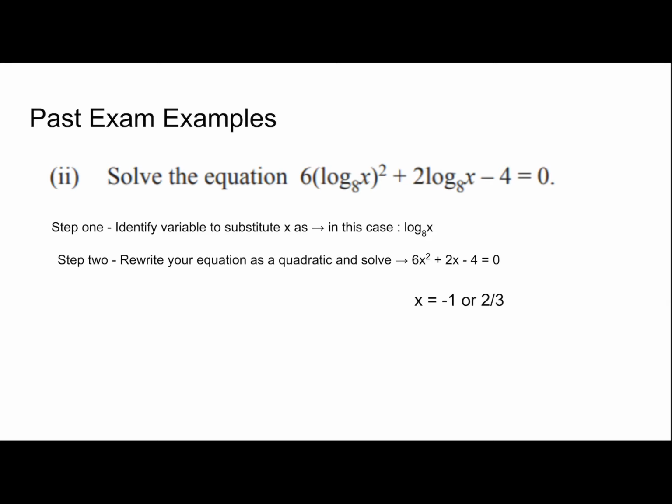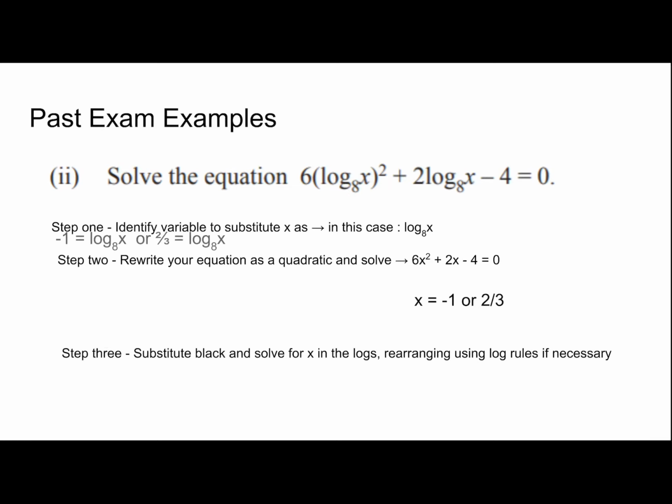We're not quite done yet. We need to substitute these values back into the original thing we substituted as x. So log base 8x, okay, so going too far ahead, sorry. So step 3, you substitute back and solve for x in the logs, rearranging using log rules if necessary. So we can say -1 equals to log base 8x, or 2 over 3 equals to log base 8x.